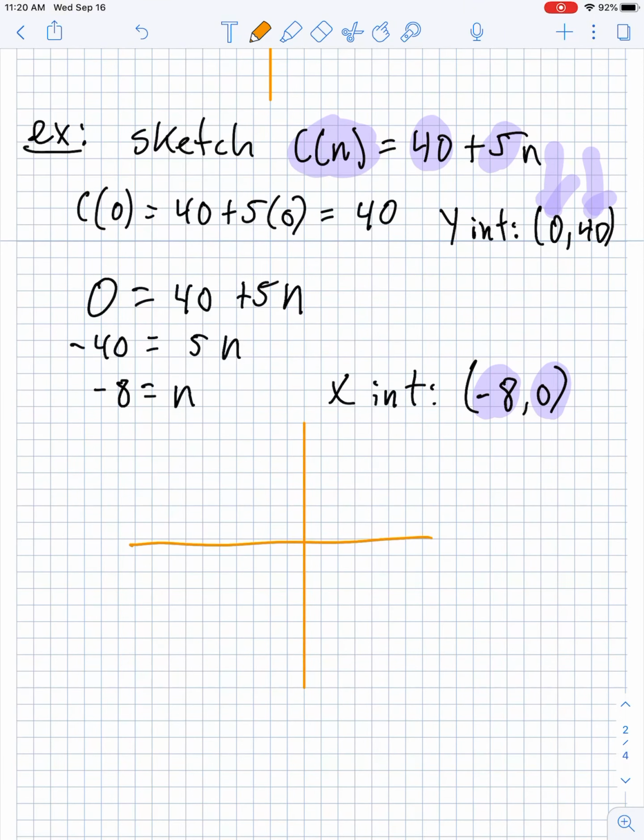So, well, pretend that that's level. This is going to be your n, and this is your c of n in this case. Or you can think of it like x and y.